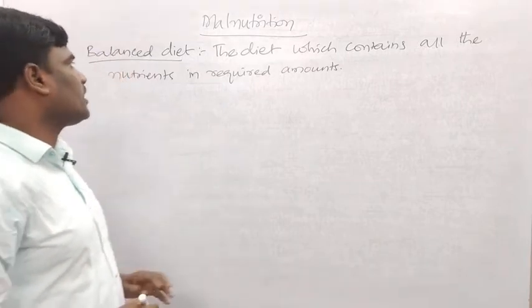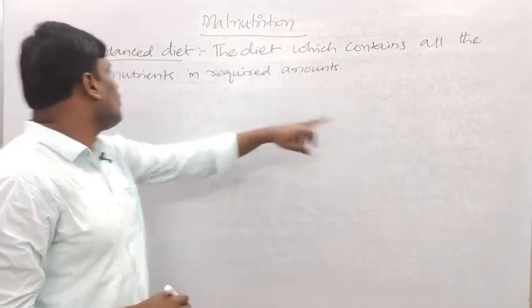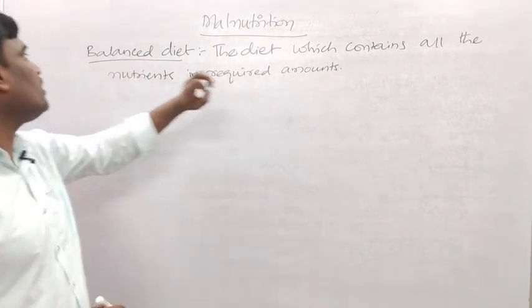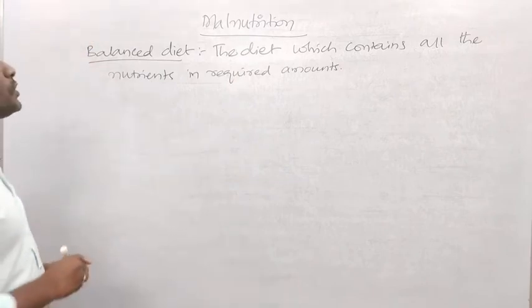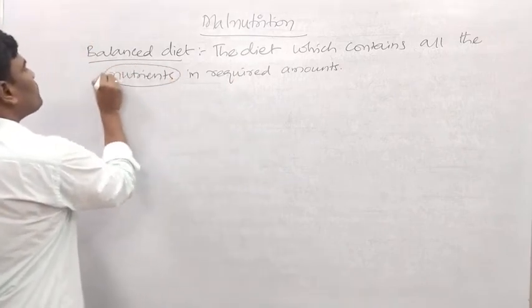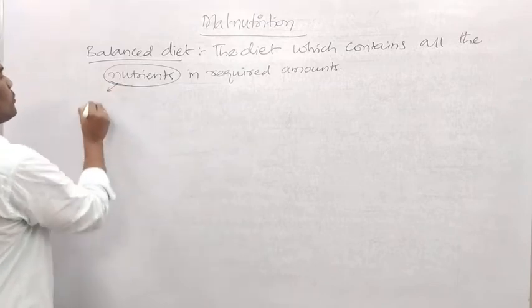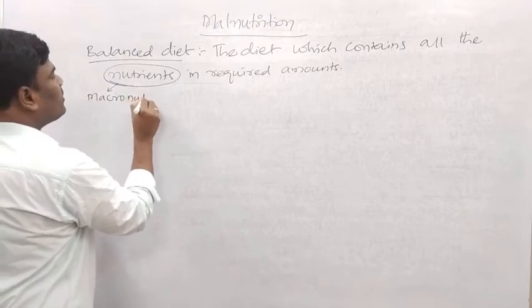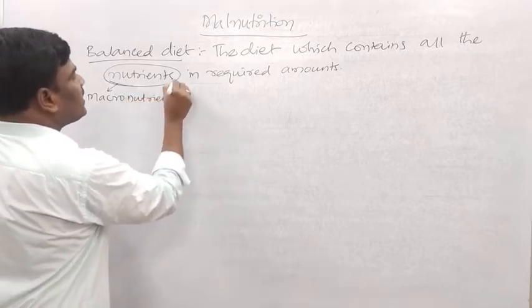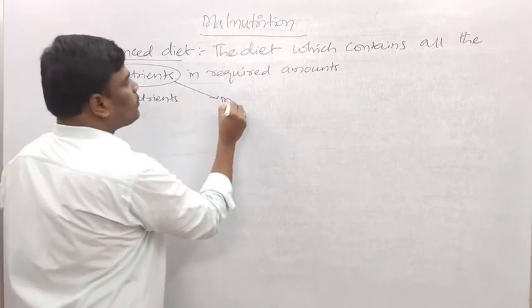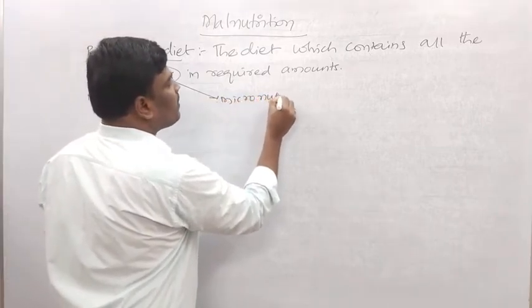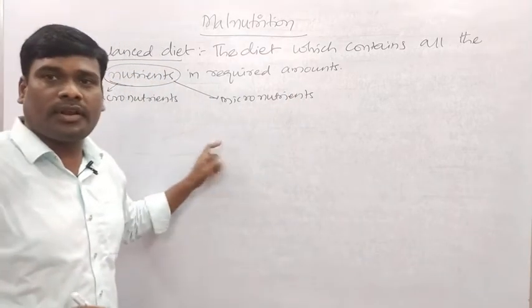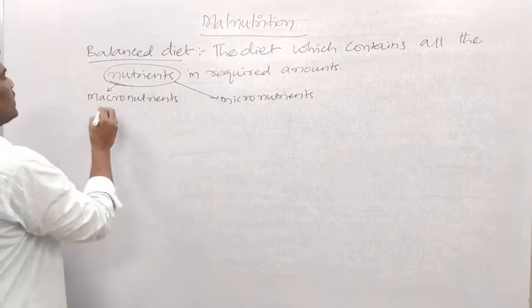Okay, so let me repeat again. The diet which contains all the nutrients in required amounts, then it is called what, children? Balanced diet. So what are nutrients here? When you classify these nutrients, it is of two types: macronutrients, isn't it? And the second one is micronutrients. Okay, macronutrients as well as what, children? Micronutrients.